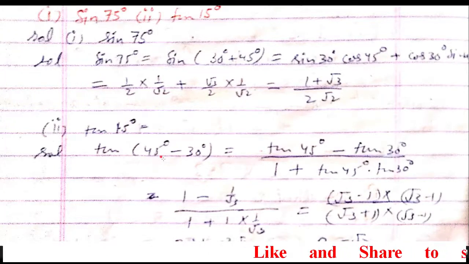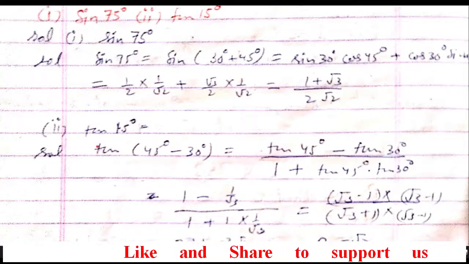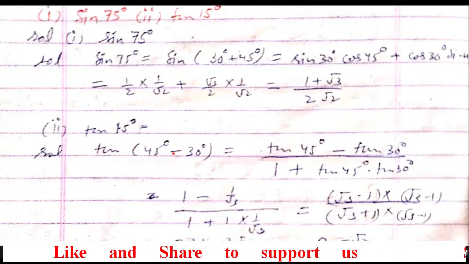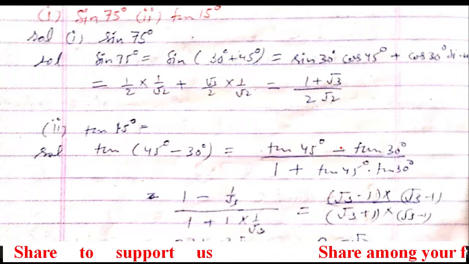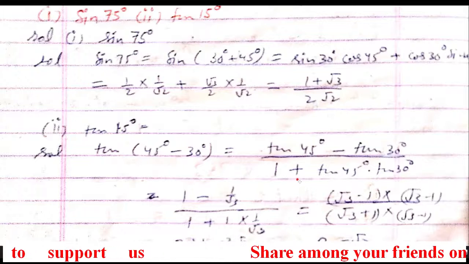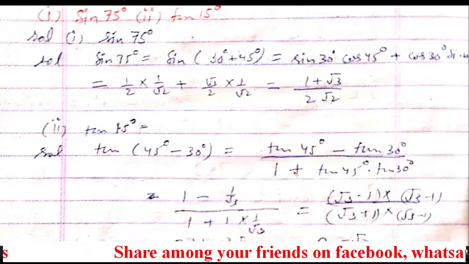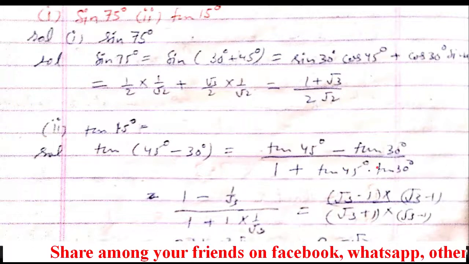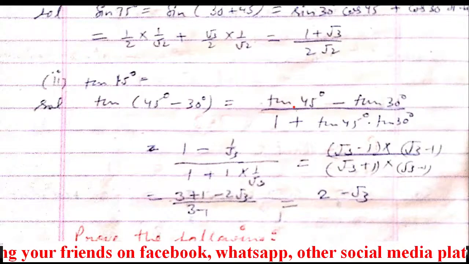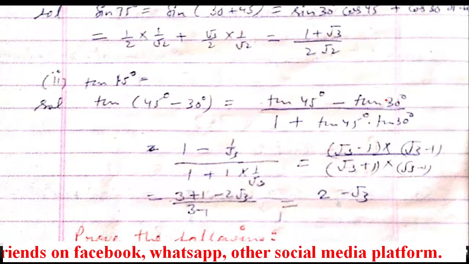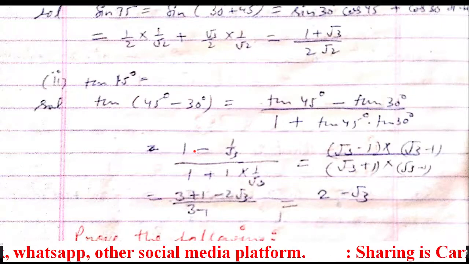So tan(A − B). We have to write down the formula of tan(A − B). Since it's tan, whatever sign is in the middle, the same sign will come in the numerator. So tan A minus tan B upon, now the opposite of the sign in the middle, that is minus, so here a plus sign will come. So 1 plus tan A dot tan B. Now put the values of tan 45 and tan 30. Tan 45 is 1, tan 30 is 1 upon root 3. So put the values and here take the LCM first.